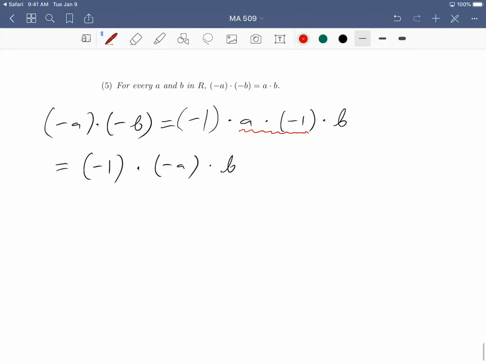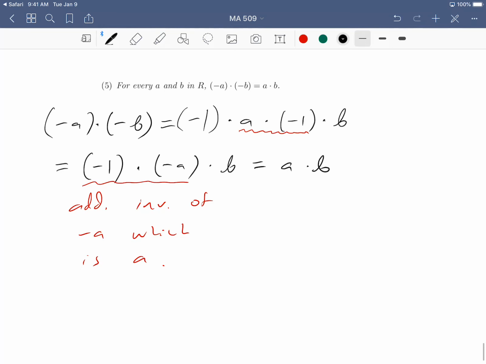And now -1 times -a, that should give me the additive inverse of minus a. And the additive inverse of minus a is unique, and we know what it is. It's a, because a plus minus a gives me 0. So now this, negative 1 times negative a, is the additive inverse of minus a, which is just a. And so now we're down to a times b.